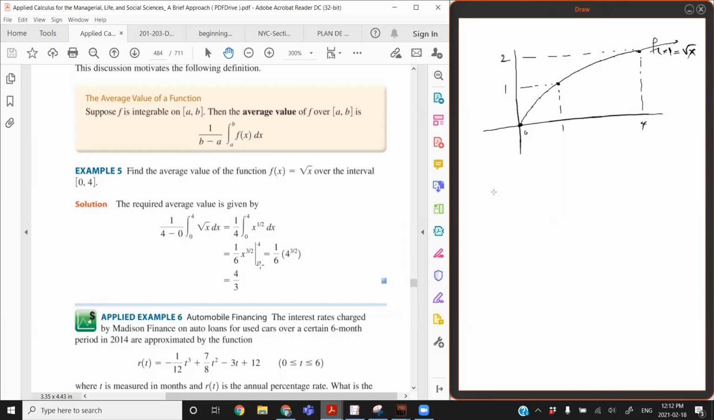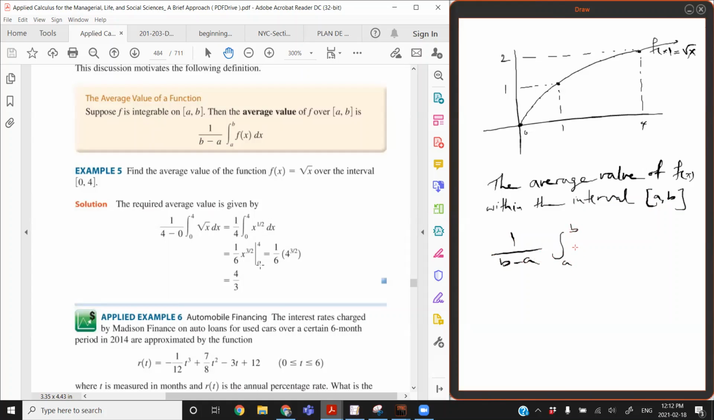We have a formula for that. The average value of f of x within the interval from a to b is going to be 1 over b minus a, integral from a to b, f of x dx. So for this particular problem, it's going to be 1 over 4 minus 0, integral from 0 to 4 of root x dx.